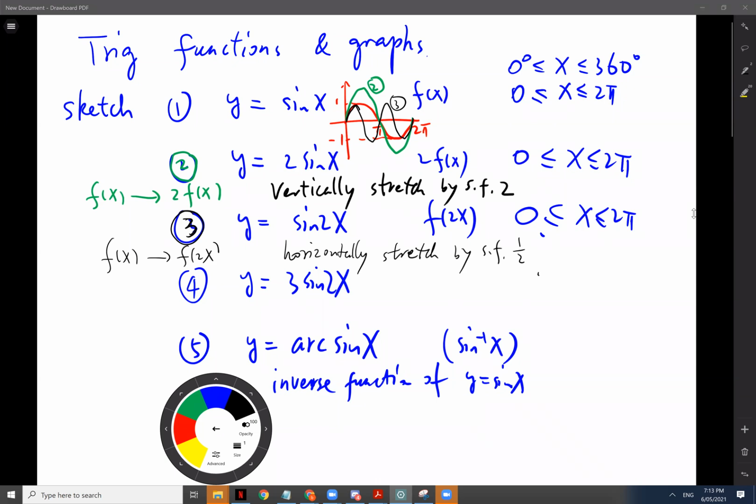Number 4, it's like 2 stretches combined together. The horizontal one and the vertical one.